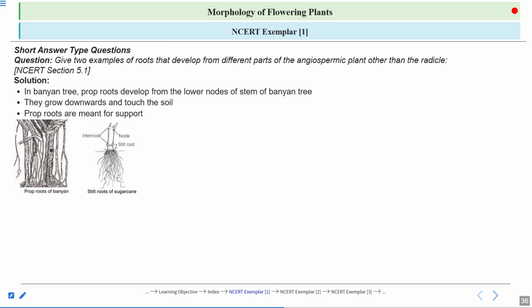Next you see the stilt root in the case of sugarcane. You can see the nodes and internodes. From the nodal region, the roots come out and provide support so that this sugarcane can stand erect and do maximum photosynthesis, right? Always the plant wants to stand erect, and this stilt root coming from the nodal region goes to the nearby soil and provides support so that this plant can stand erect.